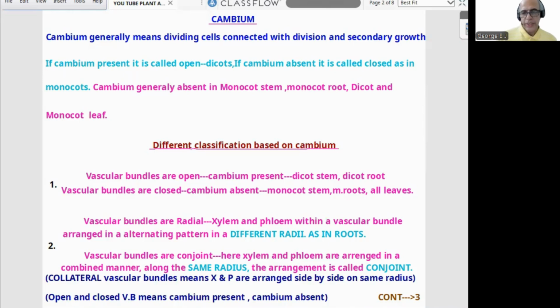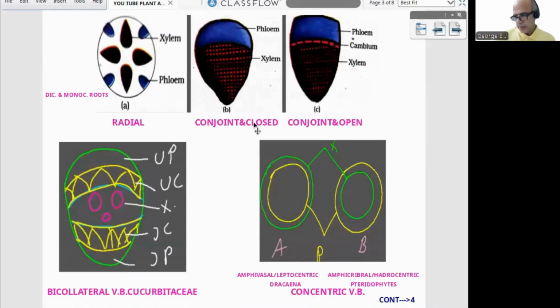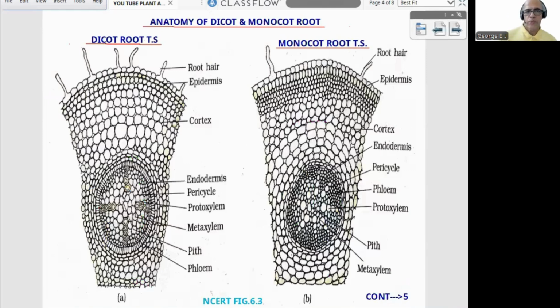Then different classification of vascular bundles: open, closed, radial, conjoint, collateral, etc. Radial, conjoint collateral and closed in monocot, conjoint collateral and open in dicot. These 3 are within the syllabus, with a diagram. Here is the bicollateral vascular bundle of Cucurbitaceae, just to know, and this is concentric bundles. The last 2 diagrams are not in the syllabus, but just mentioned. That's all. Then comes the anatomy of dicot and monocot roots.